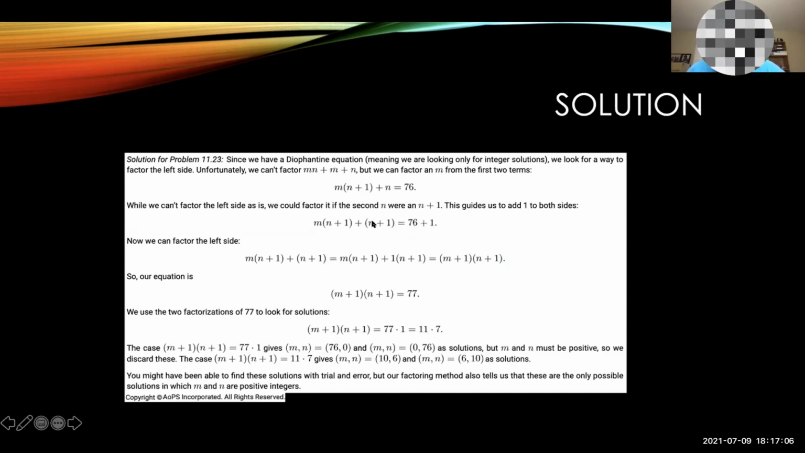Since we have these identical terms, we can add a 1 in front and make it into not a quadratic, but two binomials. So then we end up with m plus 1 times n plus 1 equals 77. And we realize that the only way to factor this is 11 times 7. So one of these has to equal 11, the other has to equal 7. That must mean m is 10 and n is 6, or m is 6 and n is 10. That's how we can do that.